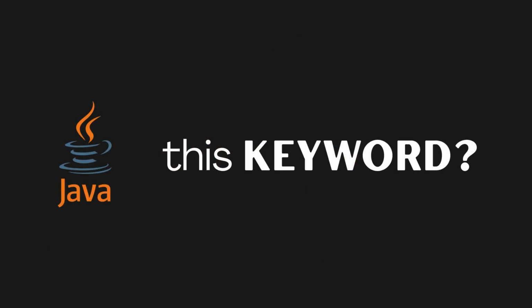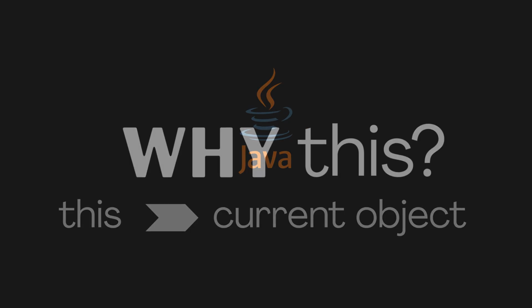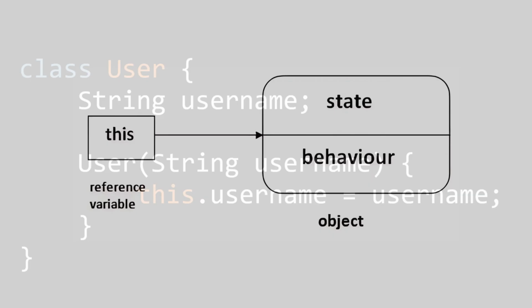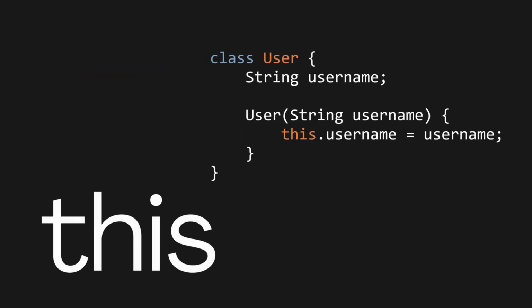So what is the this keyword? In Java, this refers to the current object. Why do we need it? Because sometimes variable names inside a constructor or a method can confuse Java. For example, class User, String username, User(String username), this.username = username. Here, this.username refers to the object's variable. Username refers to the parameter. Without the this keyword, Java wouldn't know which one you're talking about.